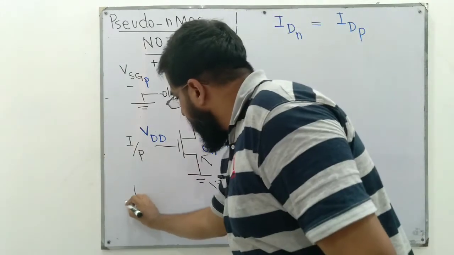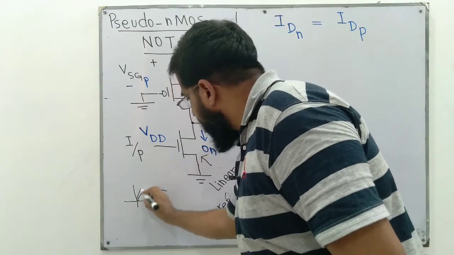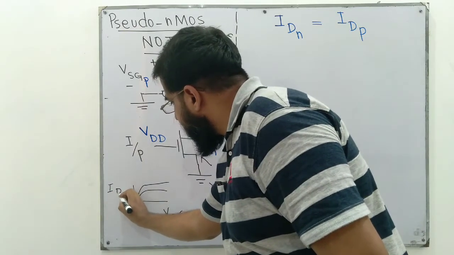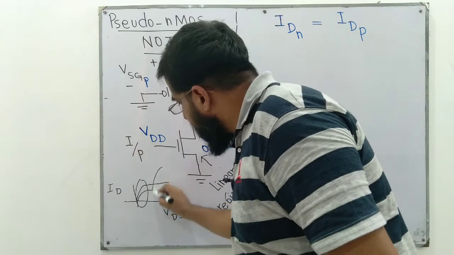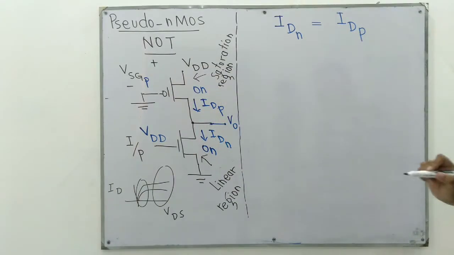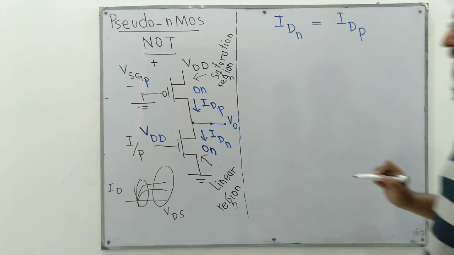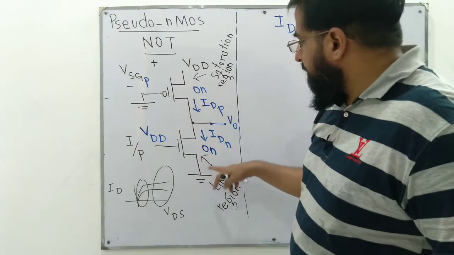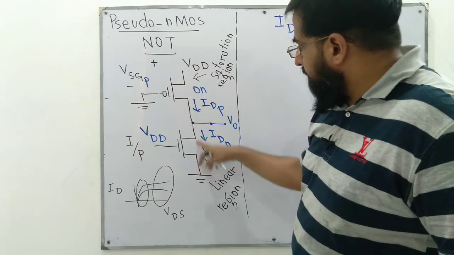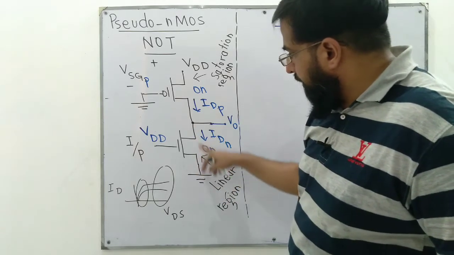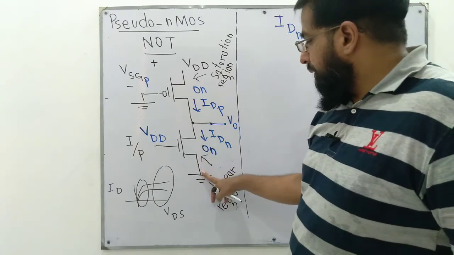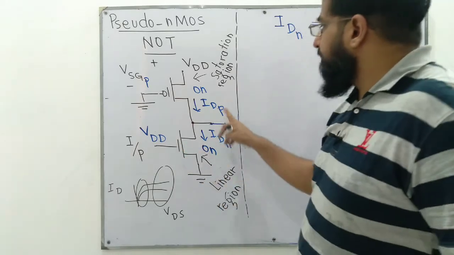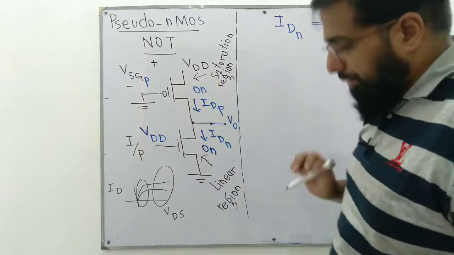We have already studied the characteristics of VDS versus ID in earlier courses. We see a linear region and a saturation region. The current flowing through both is the same, but this gate to source voltage, drain to source voltage is smaller in this case. Therefore the nMOS transistor is in its linear region, whereas this PMOS transistor is in saturation region.